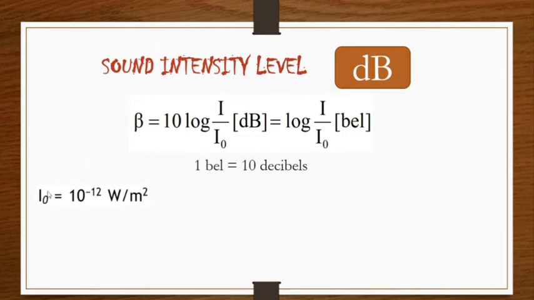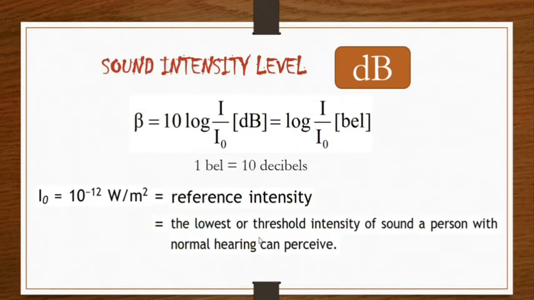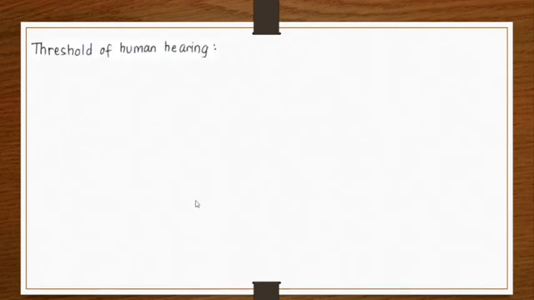This I0 is equal to 10 to the power of minus 12 watt per meter squared. We call this the reference intensity. It is the lowest or threshold intensity of sound a person with normal hearing can perceive. I will give you some examples. For the threshold of human hearing, the intensity of sound is 10 to the power of minus 12 watt per meter squared.